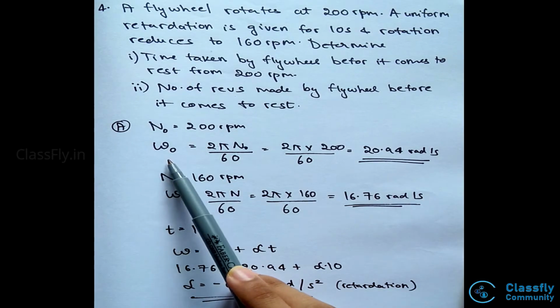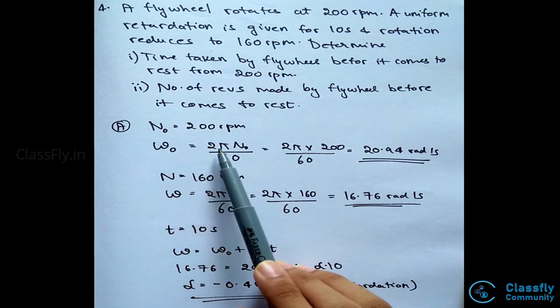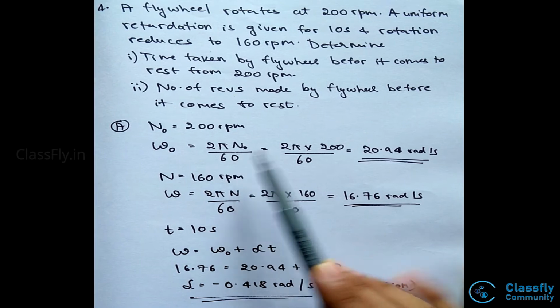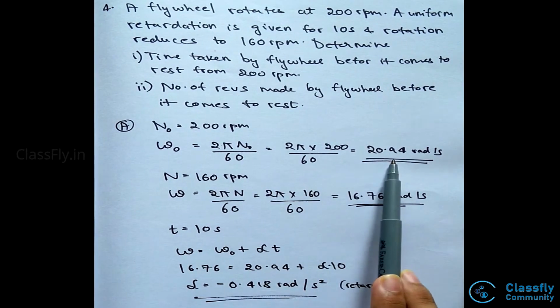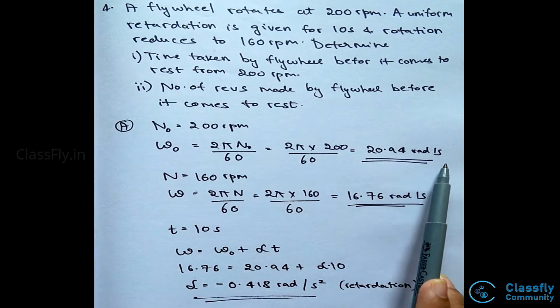Hence, now the angular velocity omega naught will be given by 2 pi n0 by 60, that is nothing but 2 pi into 200 divided by 60, and hence omega naught will be 20.94 radians per second.